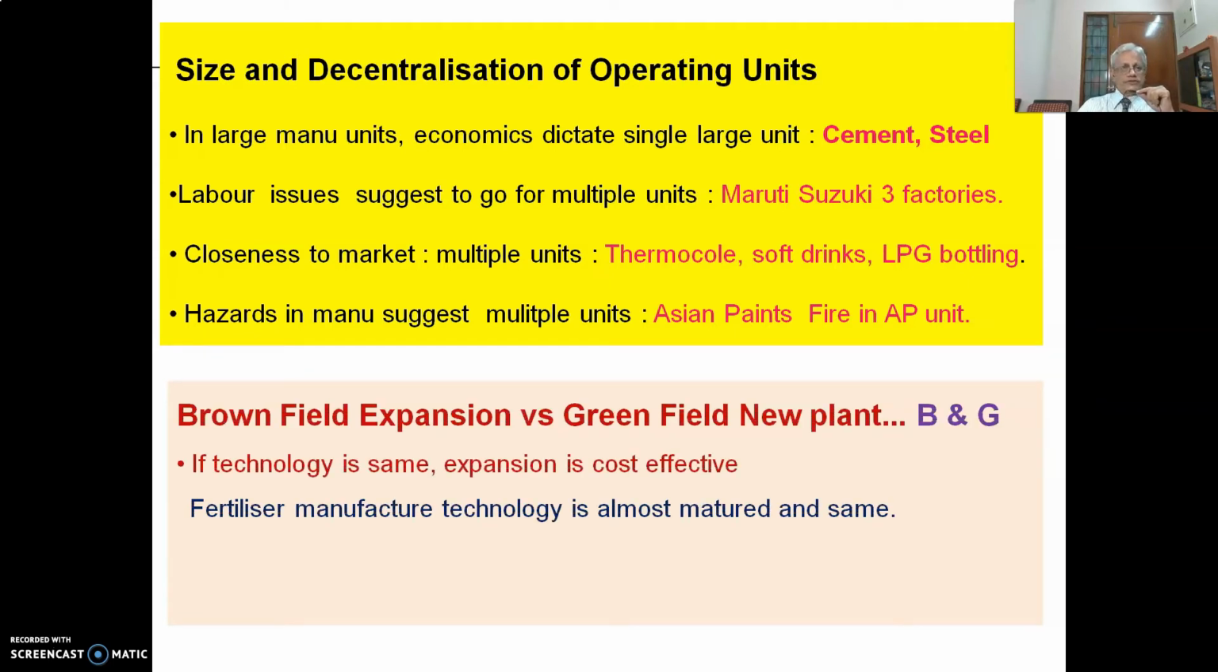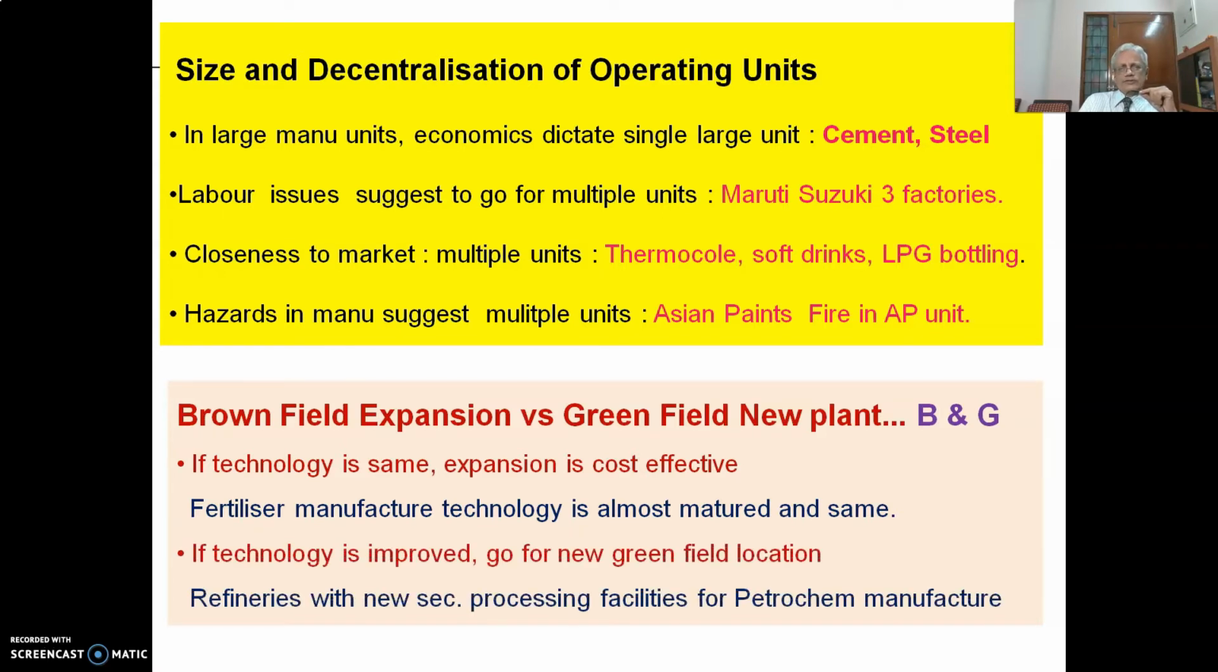Then the next interesting point is brownfield expansion versus a greenfield new plant. What is brownfield and what is greenfield? Suppose you are going to expand the facility in the same location with some modification, debottlenecking and all that, then it is called brownfield. If you are going for a totally new site, then it is called greenfield. If the technology is the same, then obviously the expansion will be cost effective in a brownfield and people will always prefer a brownfield expansion. If you take the fertilizer manufacturer, the technology is almost matured and so normally they will prefer to go for a brownfield expansion as compared to a greenfield location.